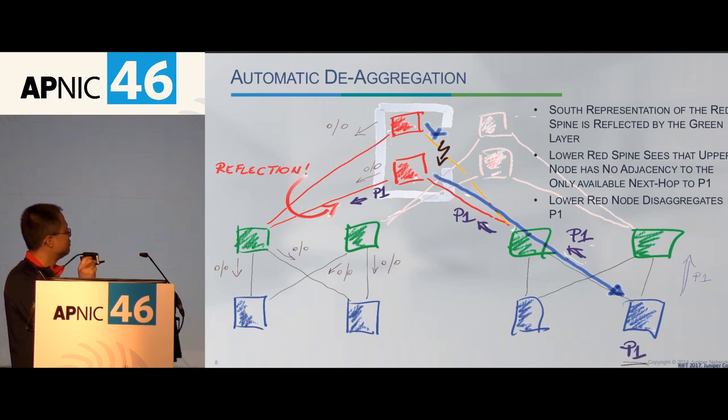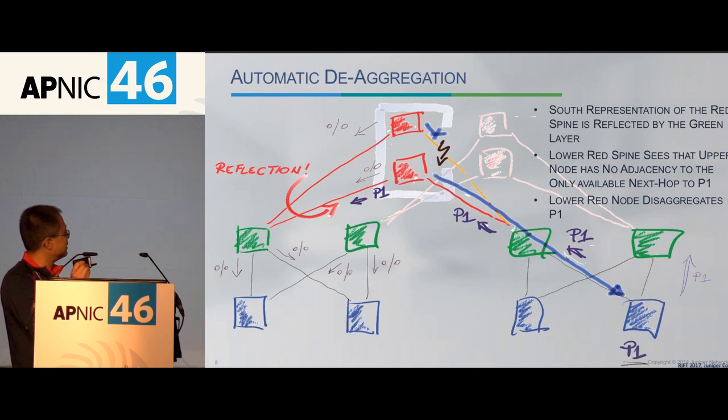But then what if this link goes down, from the top node to this green node there? That link going down does not affect any of the nodes' choice of which node to send traffic to. As a result, we will have traffic blackholing. Now, how do we solve this problem in RIFT?